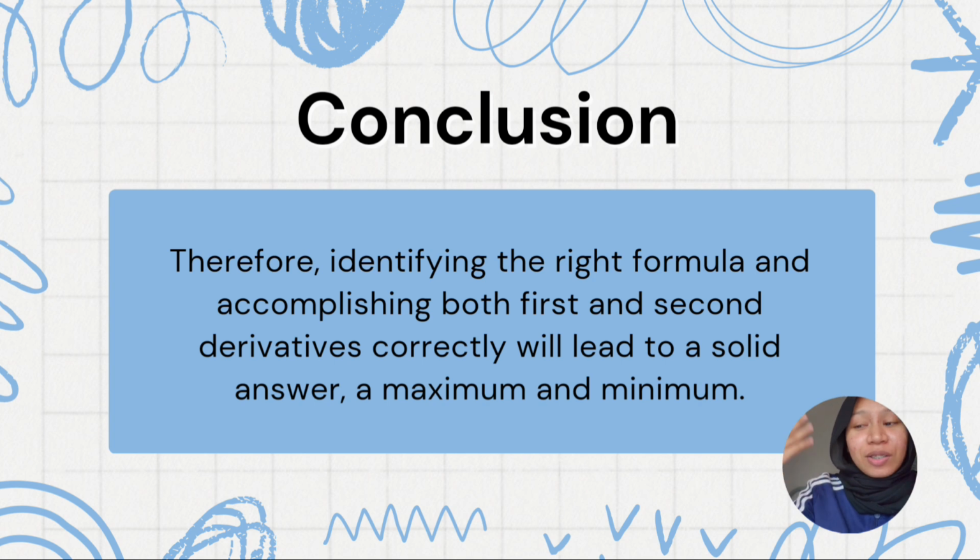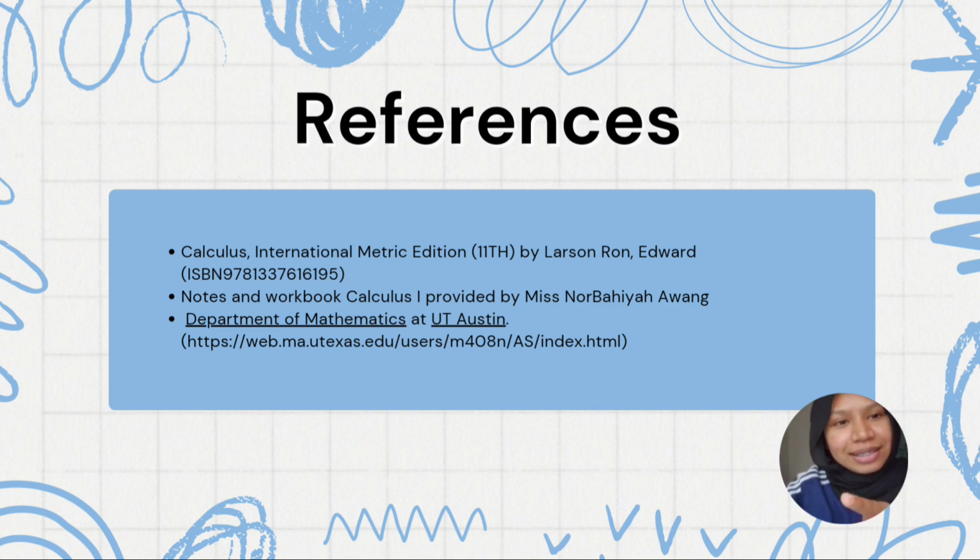Alright, in conclusion, identifying the right formula and accomplishing both the first and second derivatives correctly will lead to a solid answer to find your maximum. And for our references, we used the Calculus 1 textbook, International Metric Edition, which is the 11th edition, and we also used notes and a workbook by our Miss Bahaya Awang.